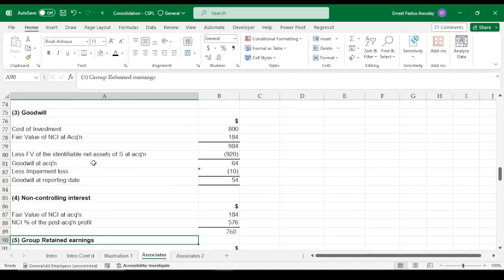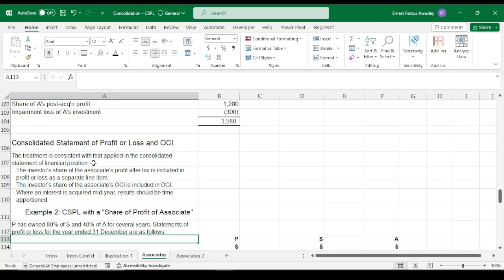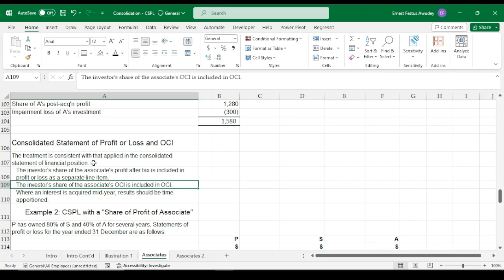Let's go to how we are going to treat it within the consolidated statement of profit or loss and other comprehensive income. So, as I said previously, when it comes to the consolidated statement of profit or loss and other comprehensive income, we have a single line item called share of profit of associates, and this will come under the operating profit section. So that is what we have here.